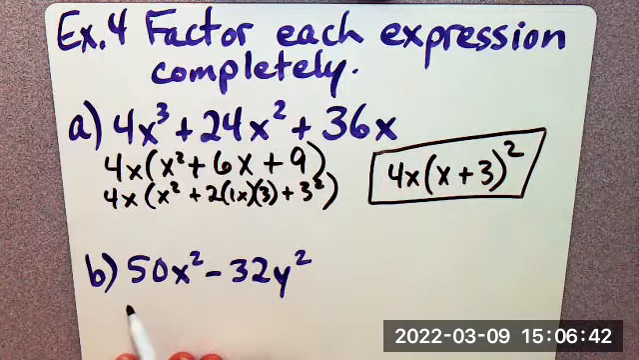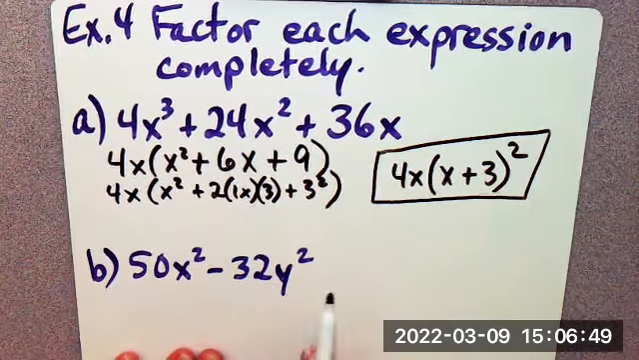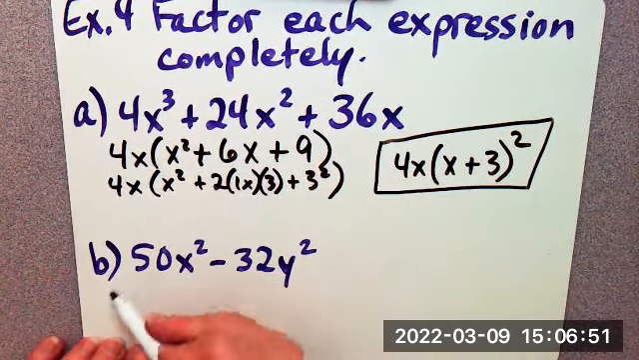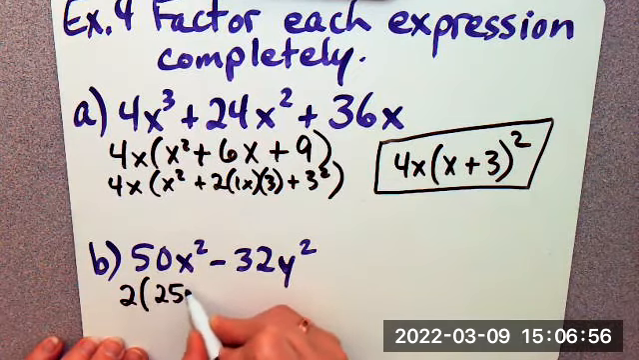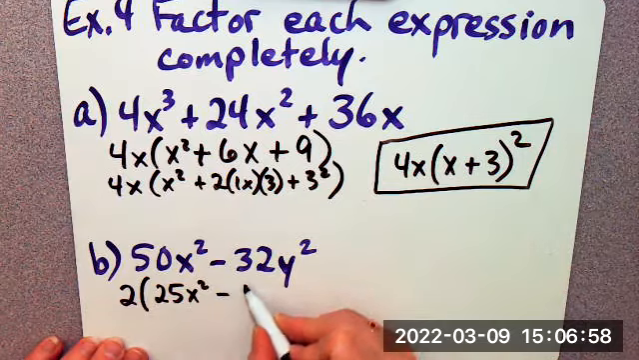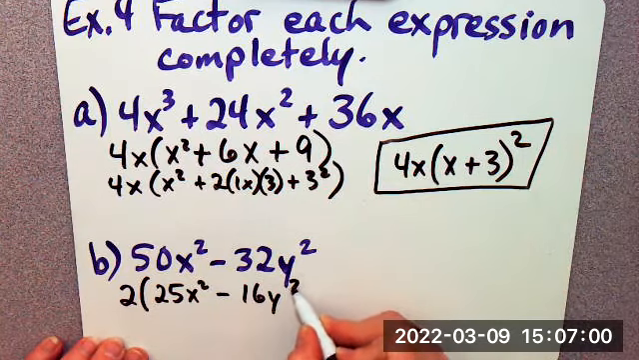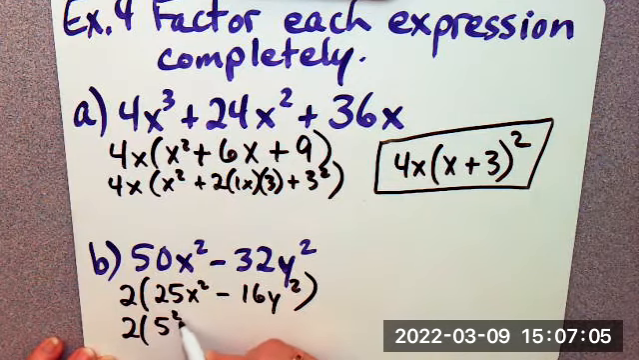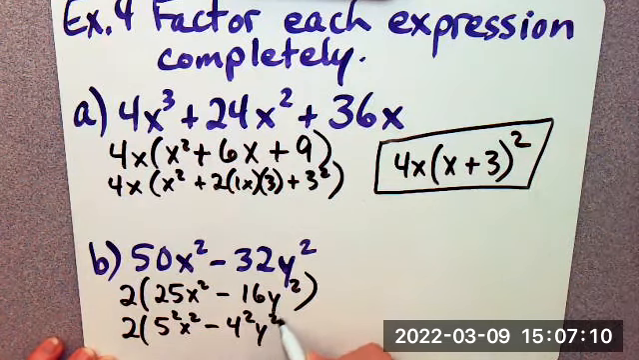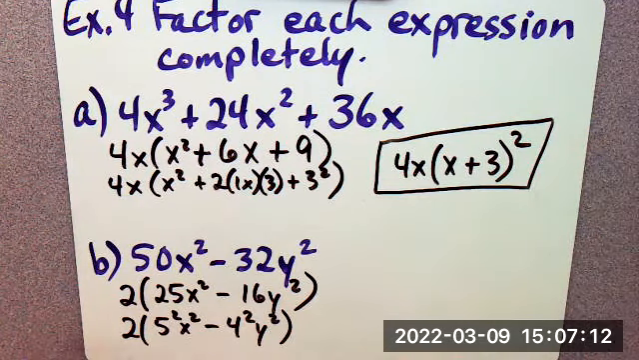All right. So we look at 50. 50 isn't a perfect square, and 32 isn't a perfect square. But wait, if we take a 2 out, then we get 25x squared minus 16y squared. It was hiding. So we have 2 times 5 squared x squared minus 4 squared y squared. So that fits a difference of 2 squares.